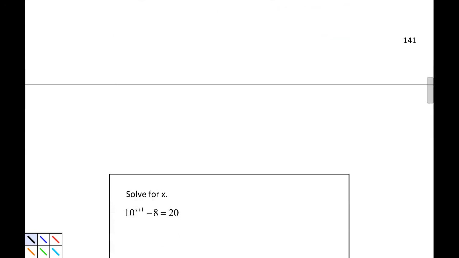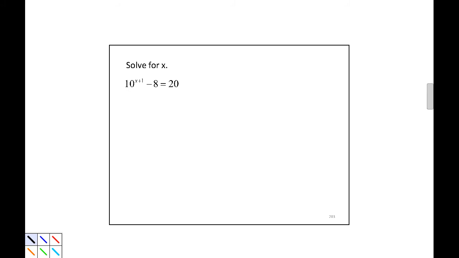For our next example, we have solve for x. We have a large exponent here: 10 to the x plus 1, that's our exponent, minus 8 equals 20. First thing we want to do is isolate the exponential expression, so we will add 8 to both sides, so that we have 10 to the x plus 1, again that's our whole exponent, equals 28.